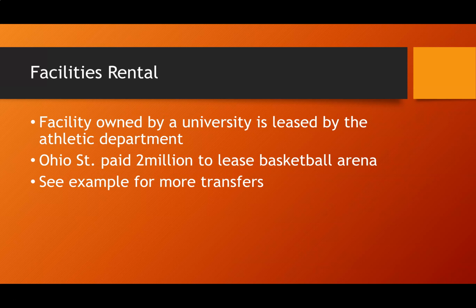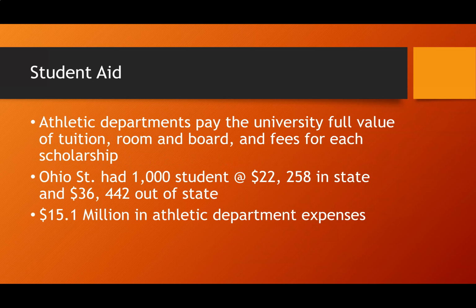Facility rentals is the first thing that happens. If a facility is owned by the university, it's leased by the athletic department. For example, at Ohio State, the basketball arena on campus is owned by the university. The athletic department pays the university $2 million a year to lease that facility, and this happens at a lot of facilities.